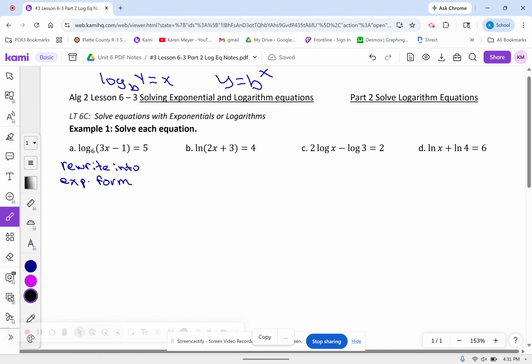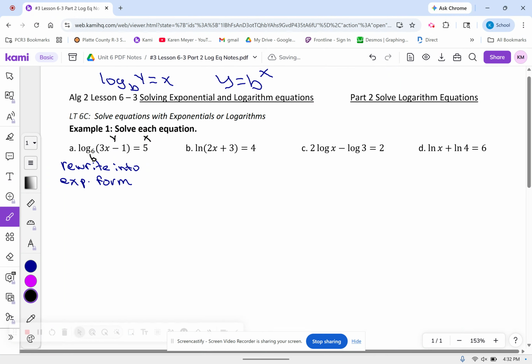Okay, so if you look at the current log form, the little bitty number below the log, the 6, that is in the letter B spot. That's your base. So I'm going to put a little B down here next to it. And then this whole thing that's in the parentheses, that comes after the log, is going to be in the letter Y. So up here, I'm just going to put a Y next to it. And then after the equal sign over here on the right side, that is going to be the letter X.